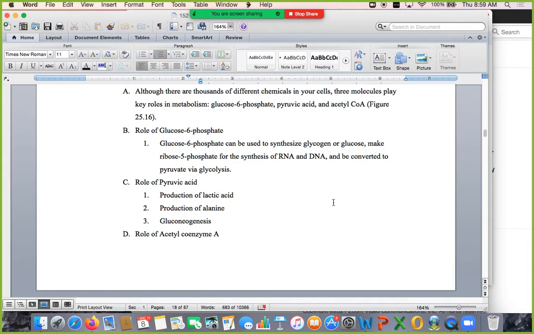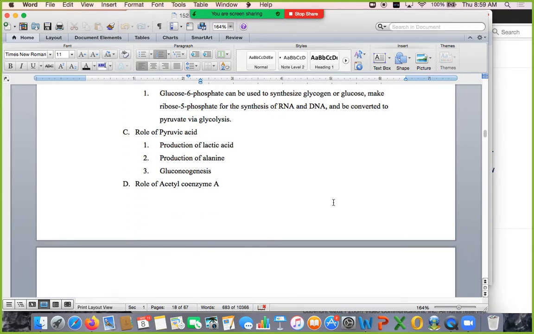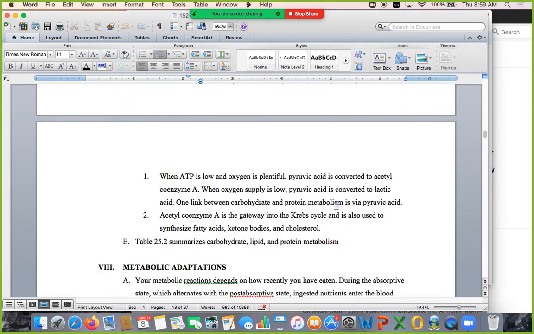Okay, so some examples of that are going to include glucose 6-phosphate, pyruvic acid, acetyl coenzyme A.